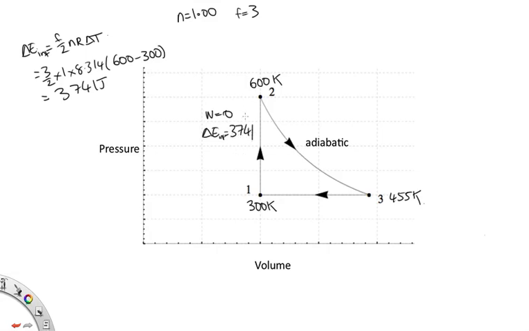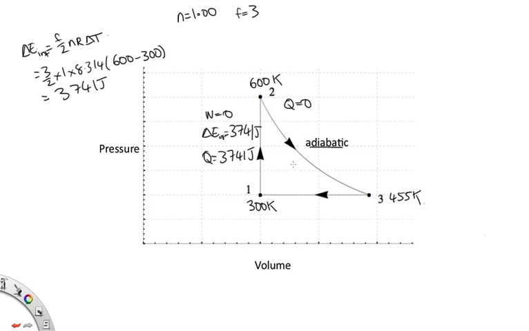Now our first law tells us that the change in internal energy is the same as the heat flow plus the work done. So Q is equal to 3,741 joules as well. Okay, next we're asked about path 2 to 3, and we're told this is adiabatic. So adiabatic tells us straight away that Q is equal to 0.